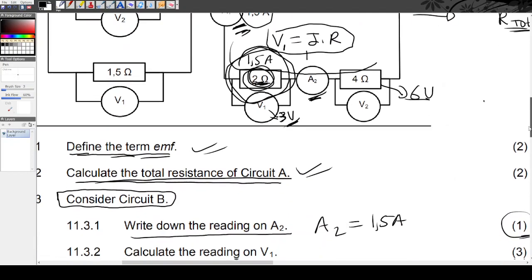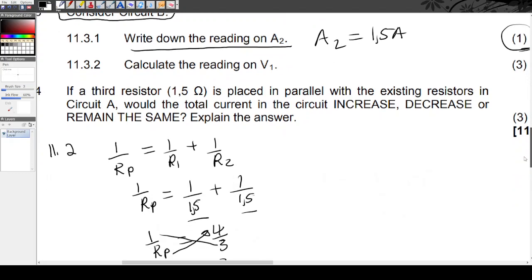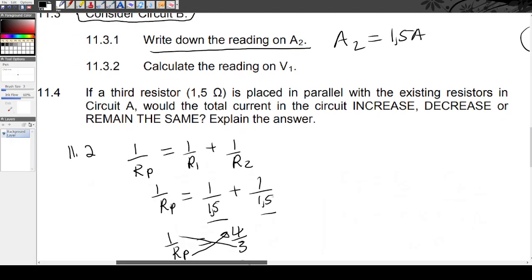Okay. Now let's do the last question. They say if a third resistor of 1,5 ohms is placed in parallel with the existing resistors in circuit A.